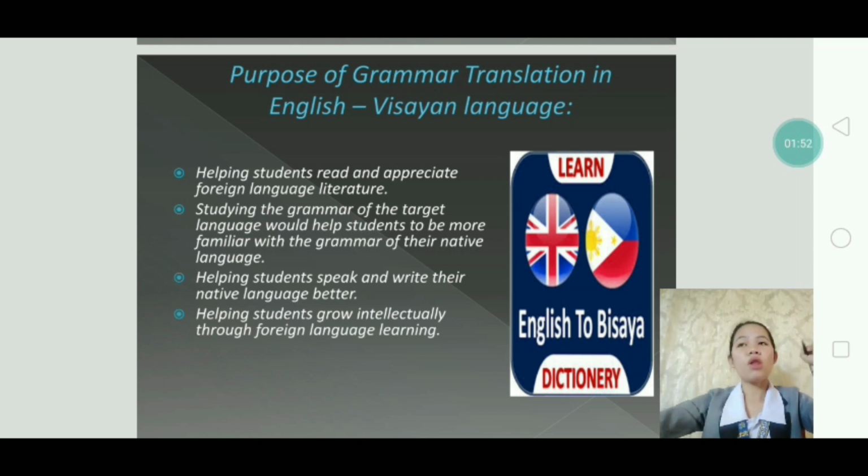I know that all of you are AB English language students, and take note that even if you are English major, that doesn't mean you will only be tackling English only. Of course, you need to engage other languages, and we will pinpoint our very own language, which is Bisaya. Okay? Now next, helping students speak and write their native language better.